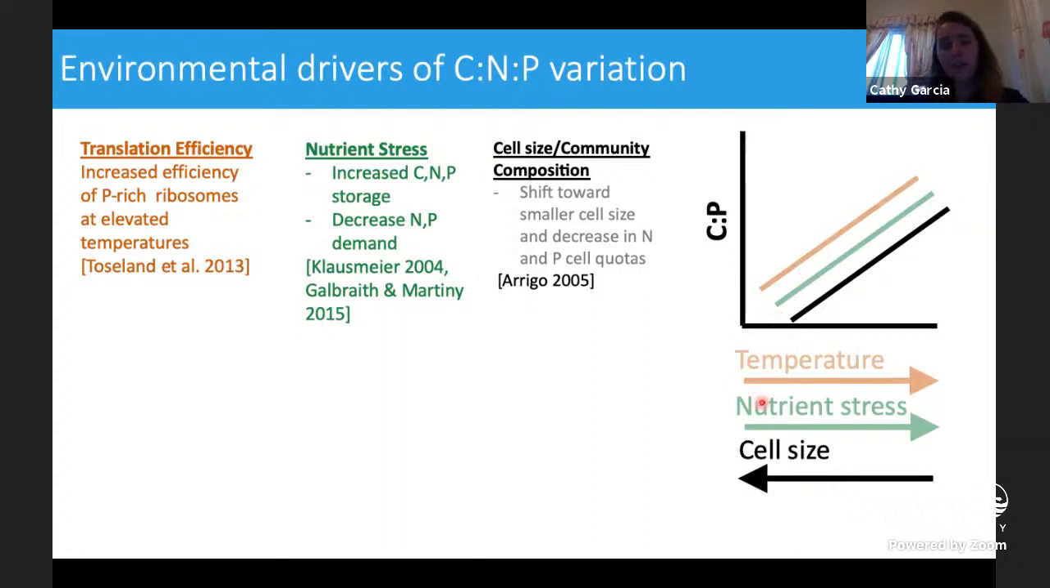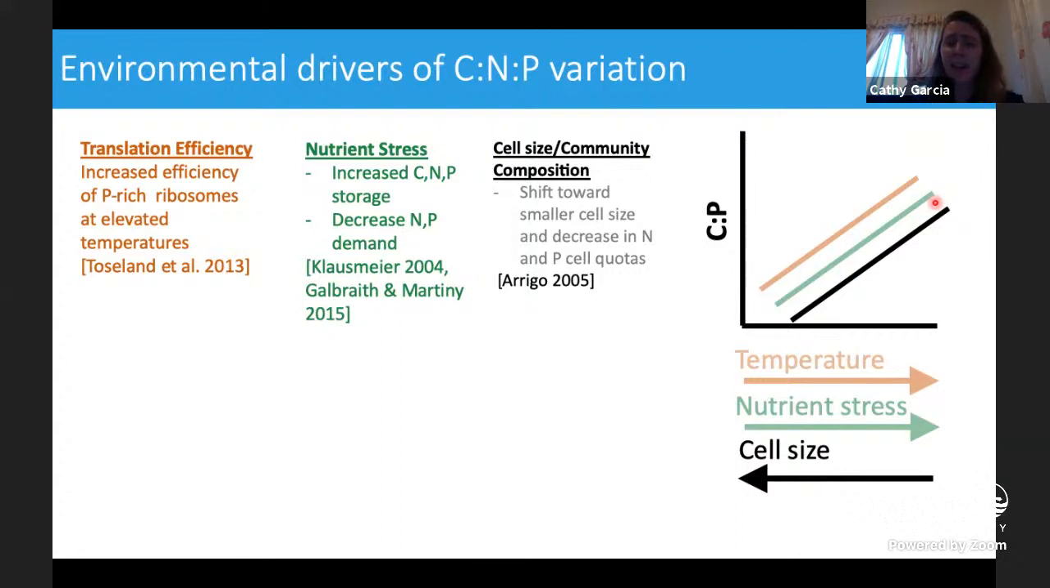Now, we have a similar prediction for nutrient stress. And you might see me going back and forth between nutrient stress and nutrient availability. Really what I'm implying here is that as you have decreased availability of these macronutrients, phosphate and nitrate, to the surface ocean, the cells exhibit nutrient stress and they adapt in different ways by decreasing their cell quotas for nitrogen and phosphorus. So again, this is going to lead to a predicted increase in C to P.